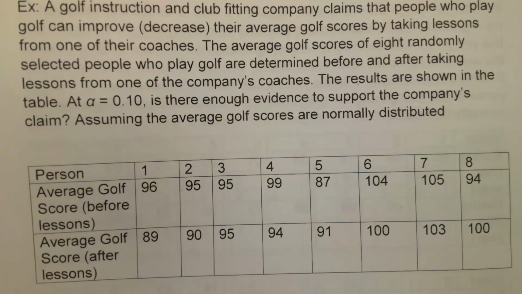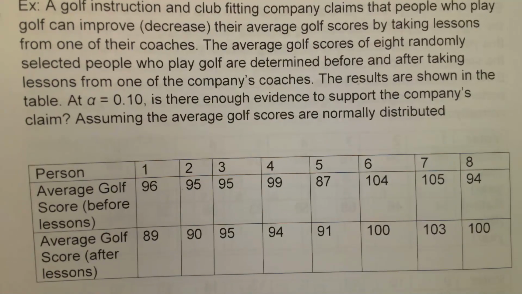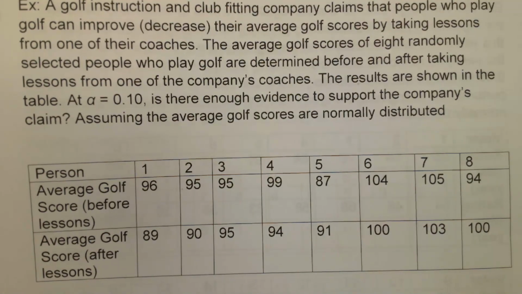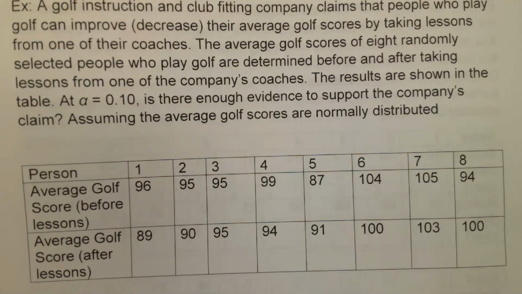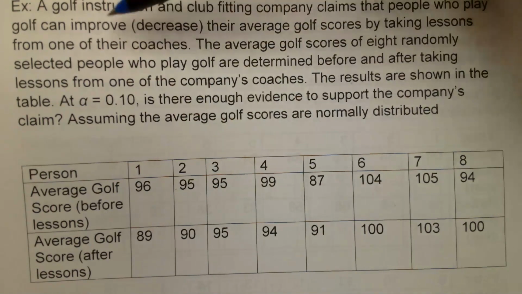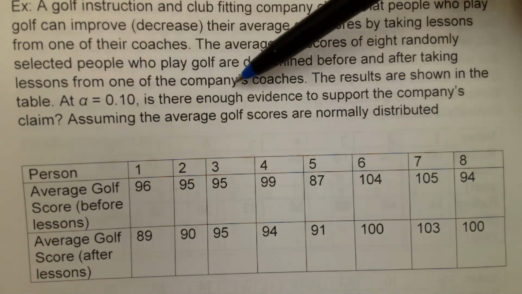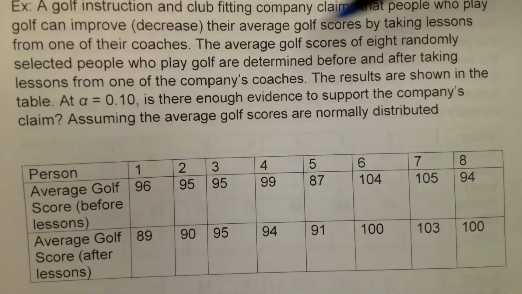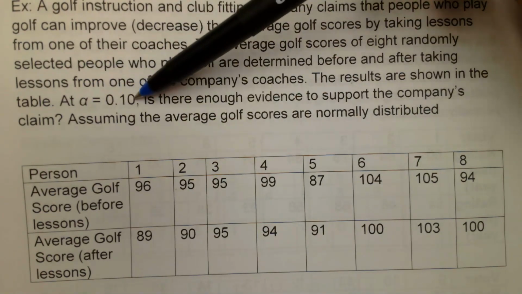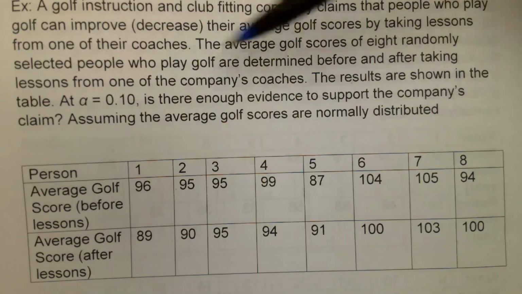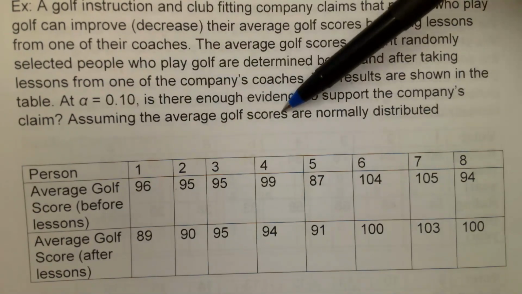All right, a golf instruction and club fitting company claims that people who play golf can improve their average golf scores by taking lessons from one of their coaches. So we're looking at golf scores and then the golf scores improving. The average golf scores of eight randomly selected people who play golf are determined before and after taking lessons from one of the company's coaches. The results are shown in the table. At level of significance 0.10, is there enough evidence to support the company's claim, assuming that average golf scores are normally distributed?